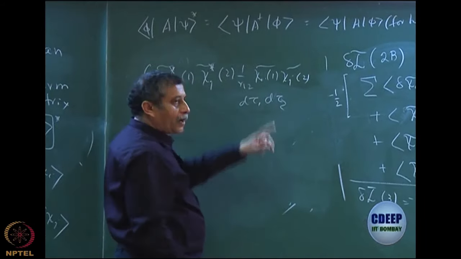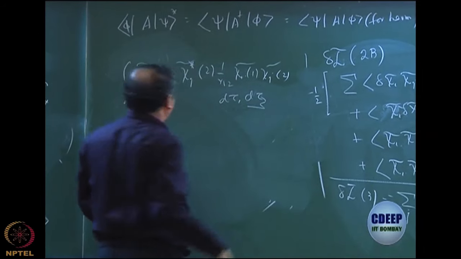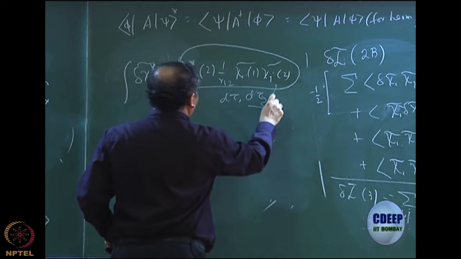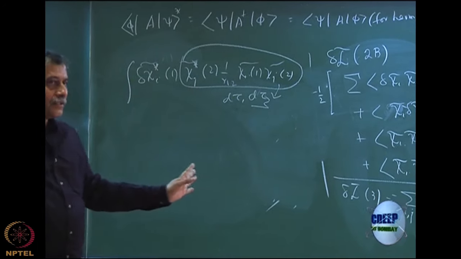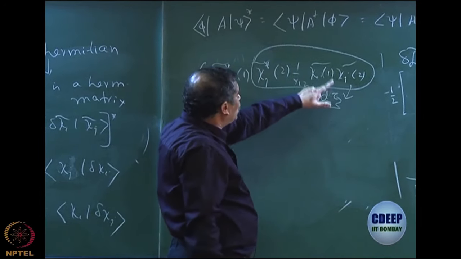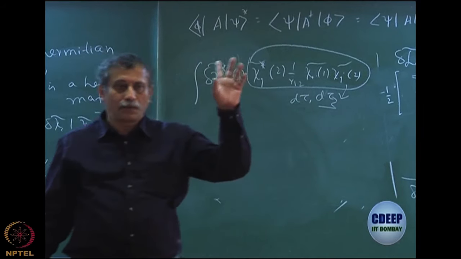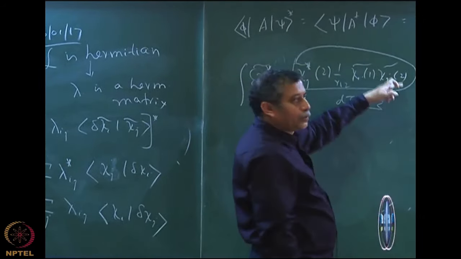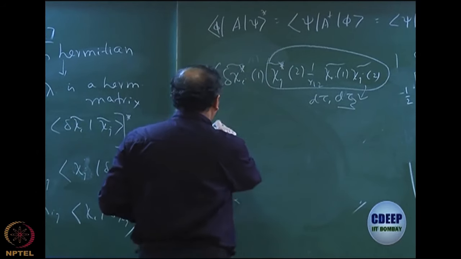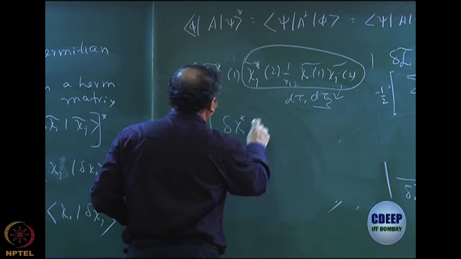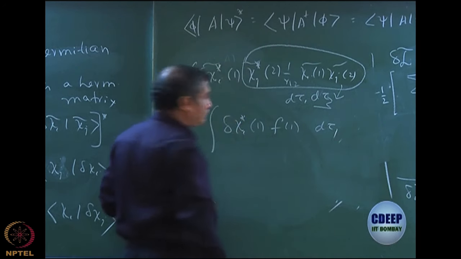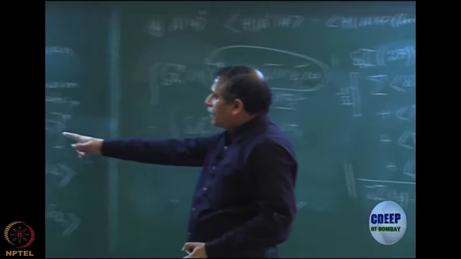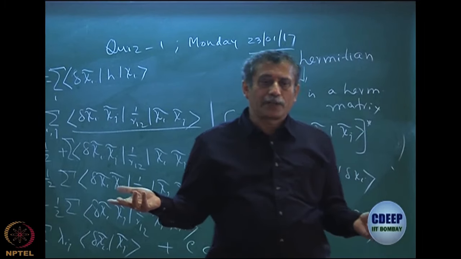Remember, you have an integral over d tau 1, d tau 2. I first perform the integration over 2, because this is a function of 1. So I integrate this quantity over 2. I am allowed to do that, right? If I integrate this quantity over 2, this will be a function of 1. d tau 1 is an infinitesimal volume. So this entire thing will now become a function of 1, some function. I don't care what it is. So I can write this as an integral of delta chi i star 1 times a function of 1, and then you have d tau 1, which is exactly in this form. So each of the terms I can write in this form after integrating over the coordinate 2.